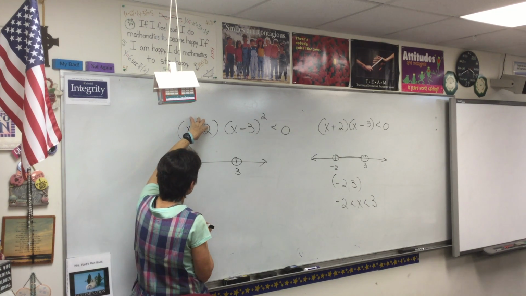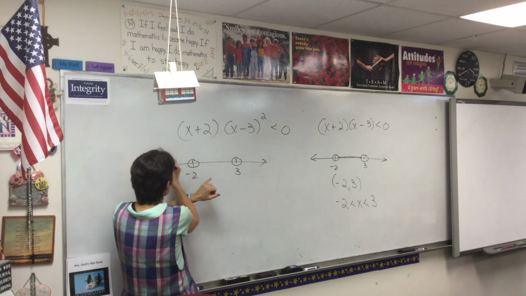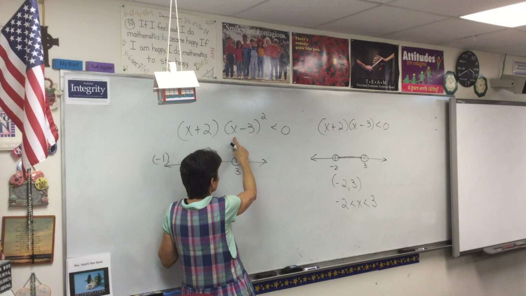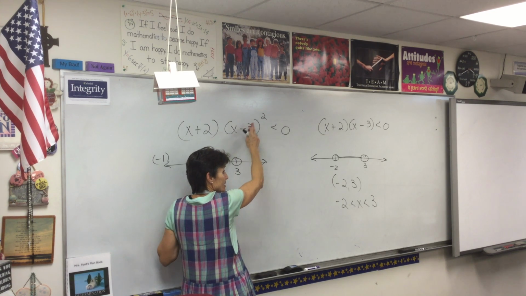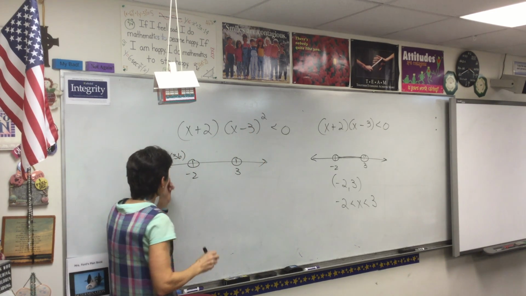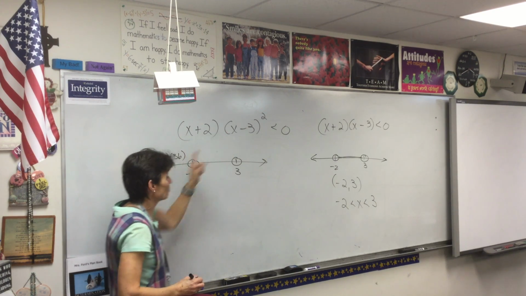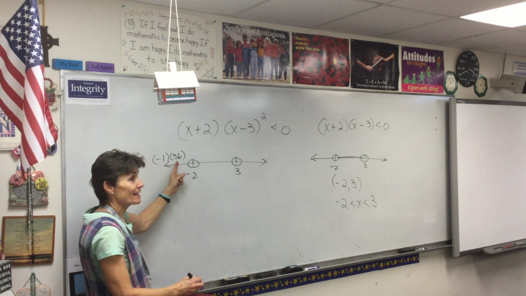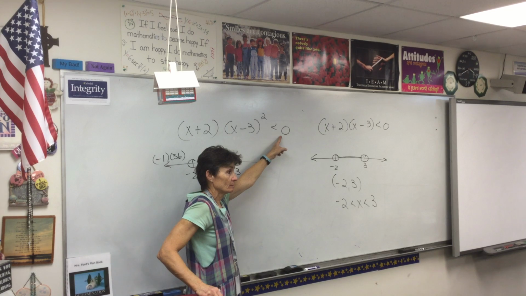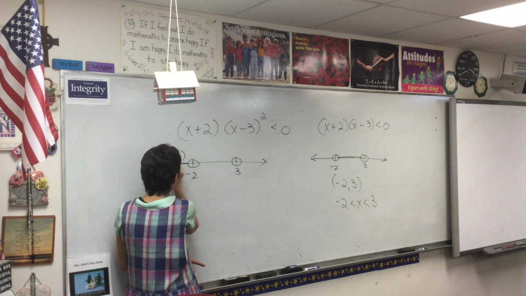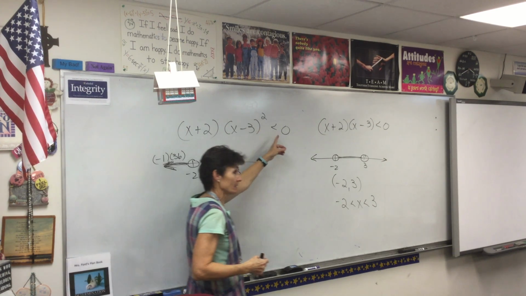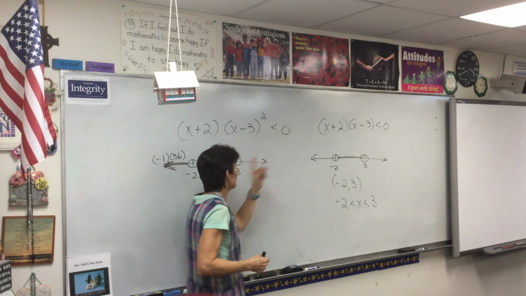Now I'm gonna put negative 3 into my problem. So if I put negative 3 in here, I get negative 1. And if I put negative 3 in here, I get negative 6 squared, which is 36. Now when I multiply those together, this is a multiply problem, I get negative 36. Is that less than 0? Yes, that means I shade that part. When you stick in a number and you get less than 0 as your answer, then you shade it.